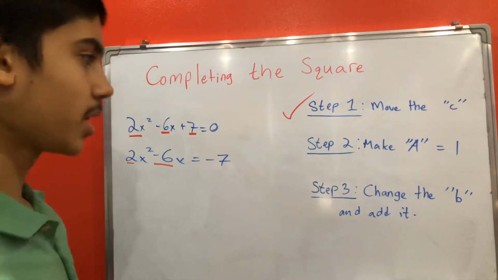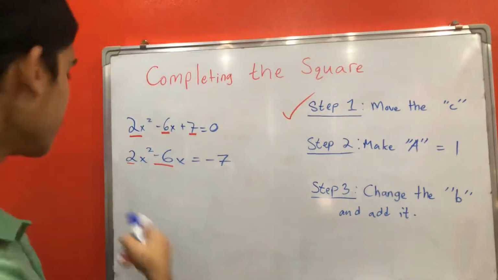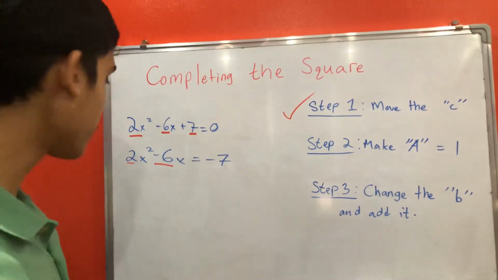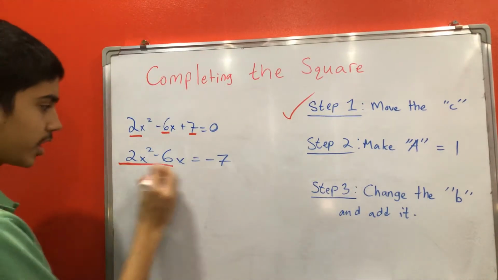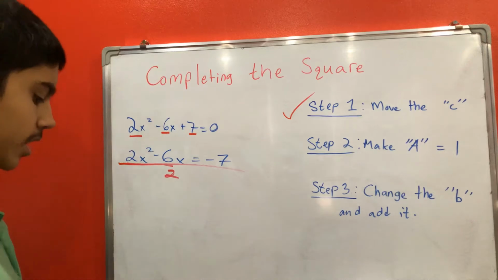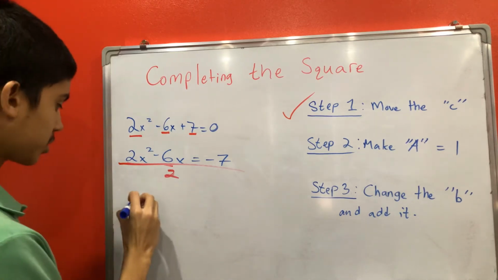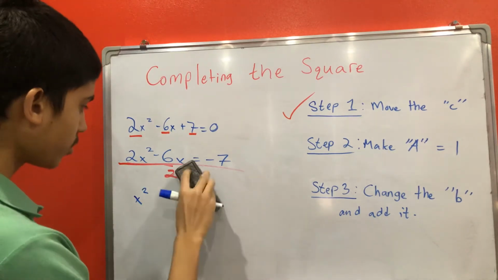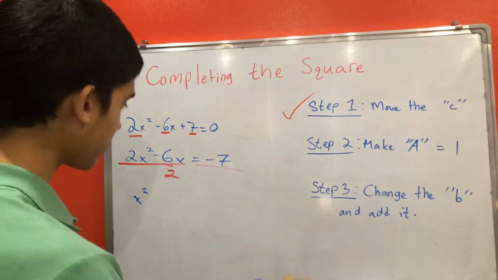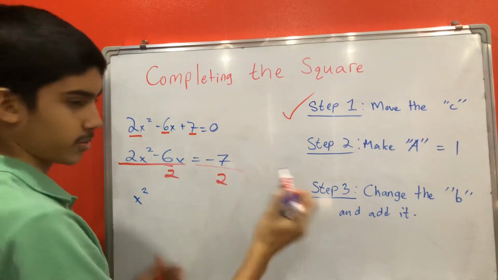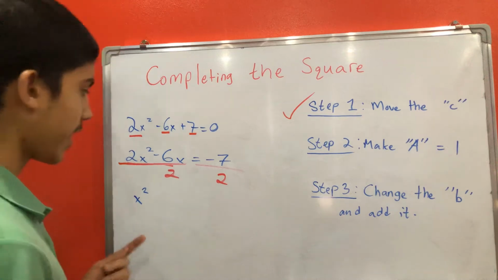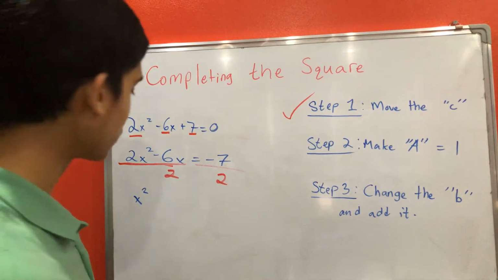Okay, step 2, make a equal 1. So what is a equal to now? A is 2, so we have to make it 1. The way we do that, we divide everything by 2. If we want to write it a little neater, we can just say we divide both sides by 2. Right? We can do whatever we do on one side, we do on the other side.